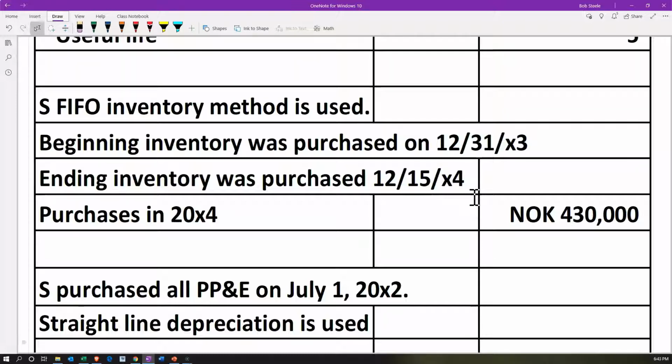Now remember, we're going to be doing the consolidation at the end of 20X4, so the purchase of the subsidiary by the parent company happened at the beginning of 20X4. We're going to be then consolidating at the end of 20X4. Then the purchases in 20X4 were 430,000 NOK. This is for inventory, in the foreign currency.